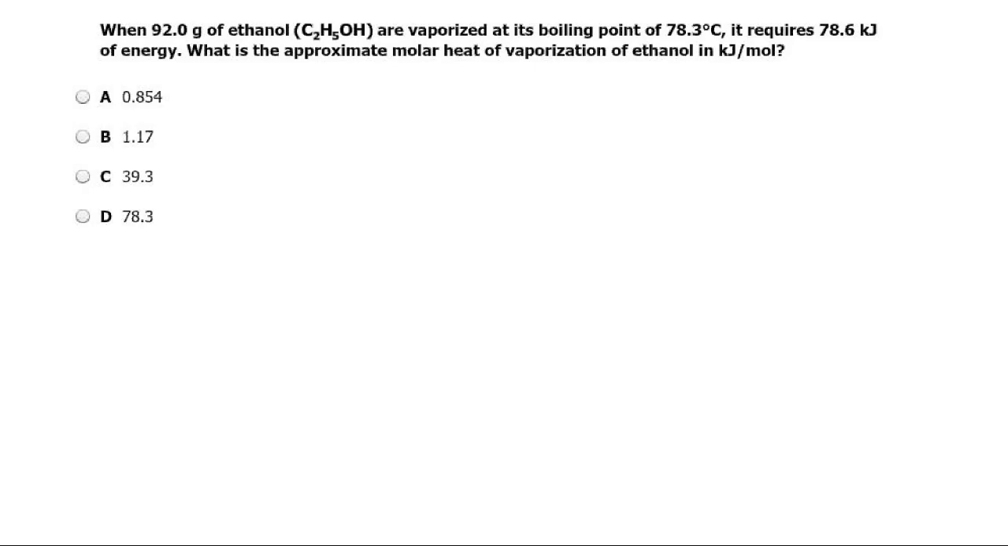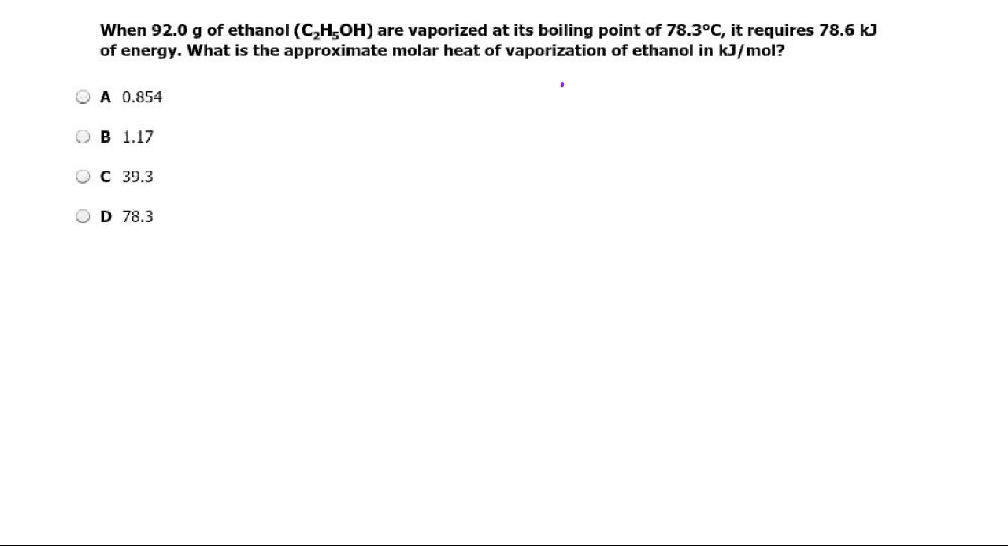This problem is, when 92 grams of ethanol are vaporized at its boiling point of 78.3 degrees Celsius, it requires 78.6 kilojoules of energy. What is the approximate molar heat of vaporization of ethanol in kilojoules per mole? This is one of those problems where people will look at it and they'll be like, I have no idea what's going on. But one of the easiest things to do when you have no idea what to do is two things. And this is very important to understand.